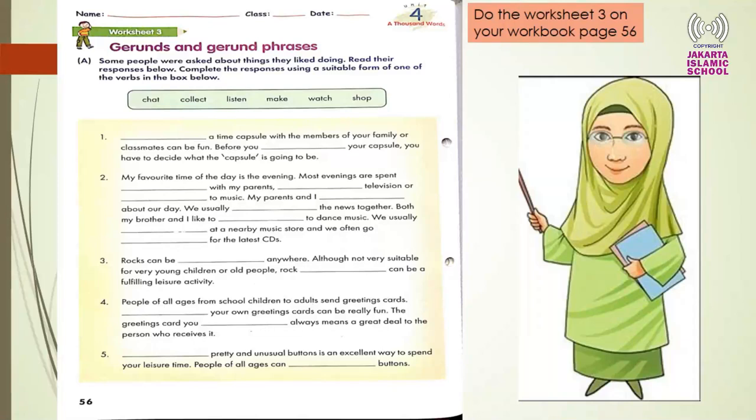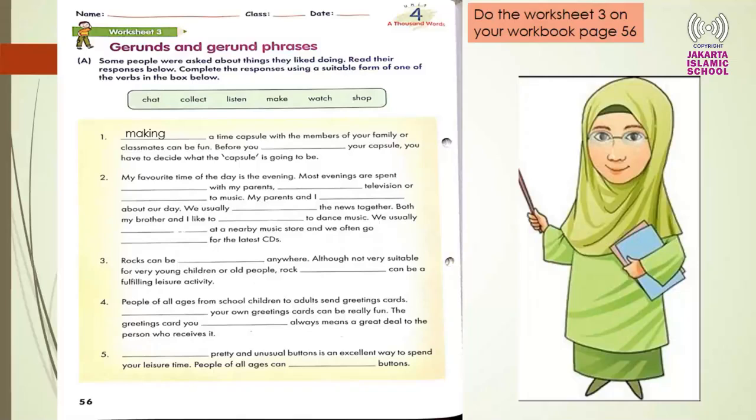Okay, we are going to start with number 1. Blank a time capsule with the members of your family or classmates can be fun. Do you know the answer? The blank space is in the first sentence. Do you still remember? A gerund can be put at the beginning, in the middle, or at the end of your sentence. So, the answer is the gerund making. Yes, making a time capsule with the members of your family or classmates can be fun.